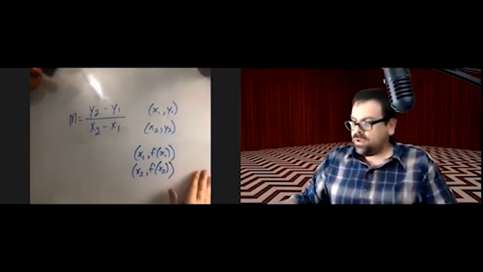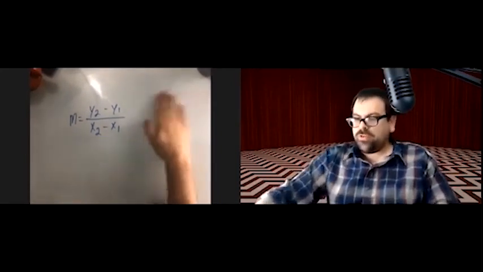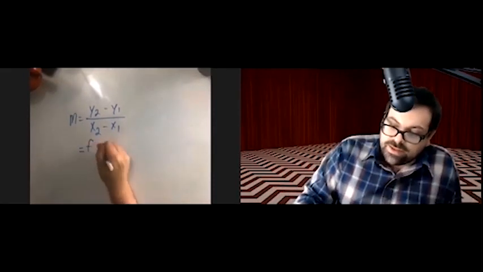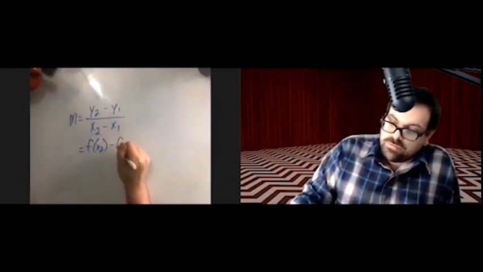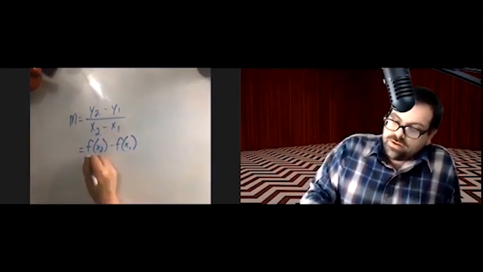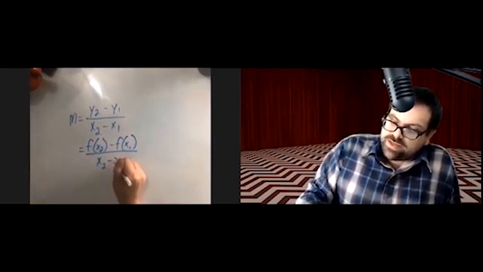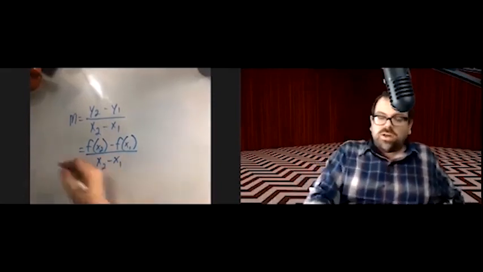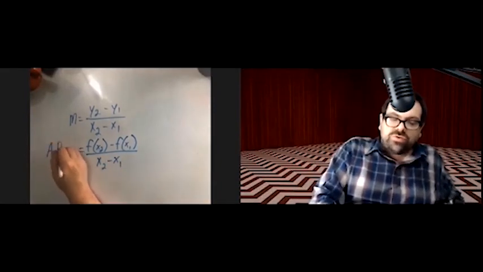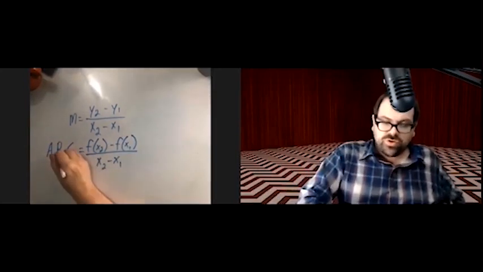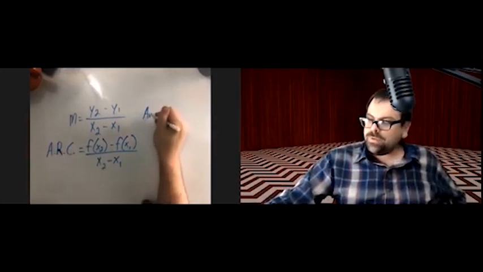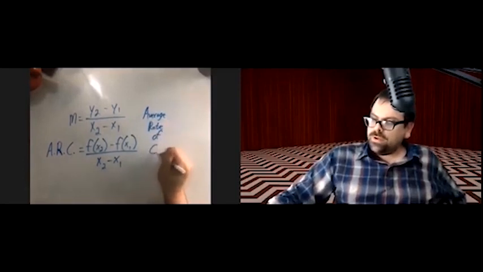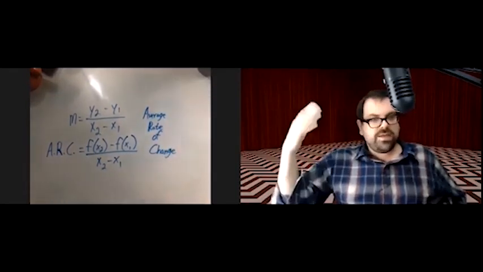So, another way of looking for the slope formula is f of x2 minus f of x1 over x2 minus x1, but it's still the slope. And we're going to call this the average rate of change. So what is this? What does it mean? What do we do with it?